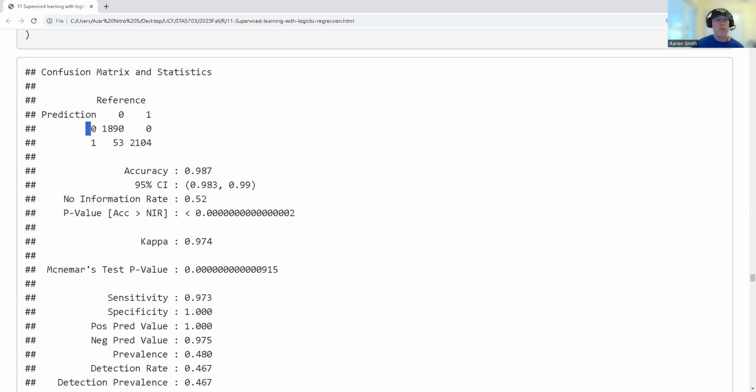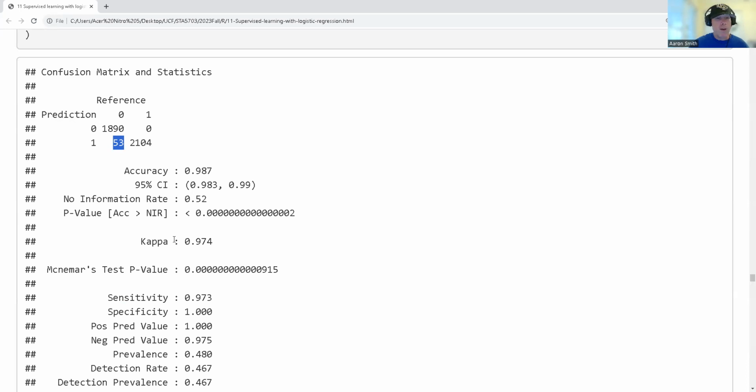So this is saying that prediction of poisonous was 100% accurate. But when I said edible, 53 times I was wrong. 53 times out of over 2,000. I mean, that's a 2.5%, 3% error rate when it says it's edible. Would you take that risk for an edible poisonous mushroom?